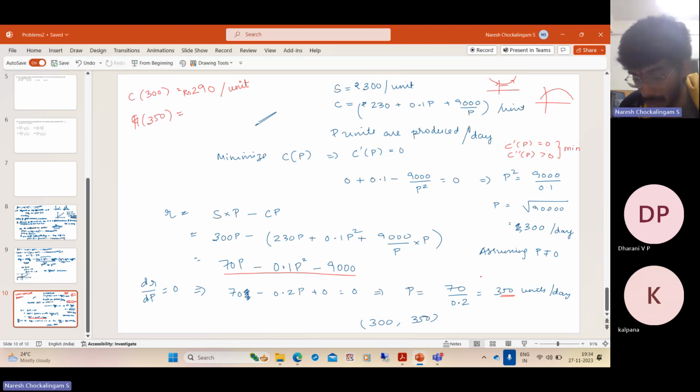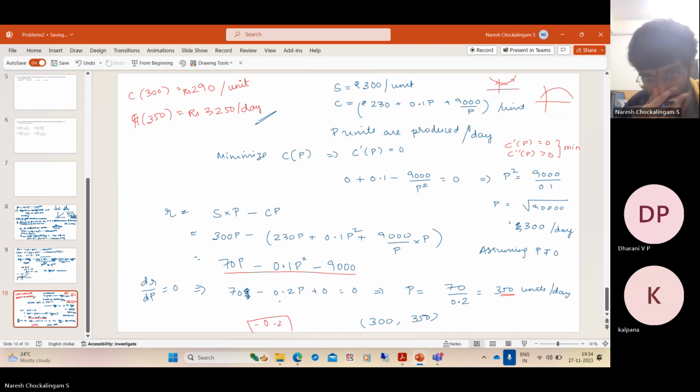So it is 70 into 350 minus 0.1 into 350 square minus 9,000. So the total profit is 3250 per day. Now, if you check the second derivative here, the first derivative is 70 minus 0.2p, and the second derivative is minus 0.2. So it's actually a maximum.